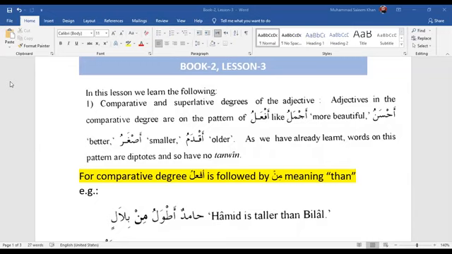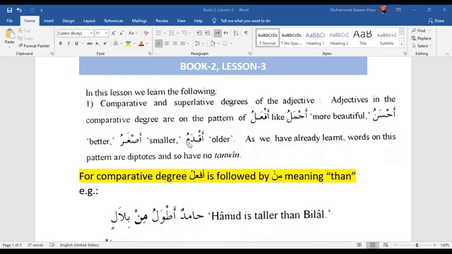So inshallah, lesson number 3, we will go through the points quickly and then we will do the exercises. So yesterday we have learned that for comparative and superlative degrees, we use the word af'alu, or the words come on the pattern of af'alu. For example, ajmalu, ahsanu, asgharu, and aqdamu.